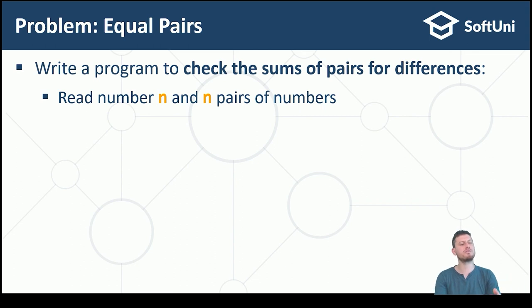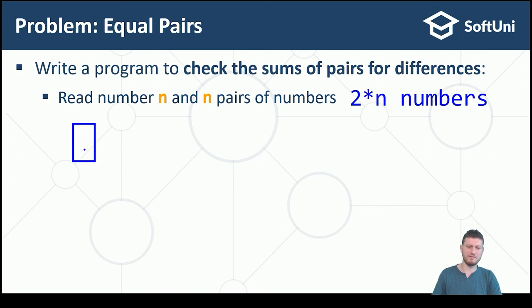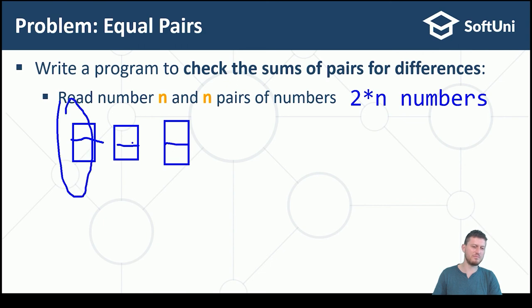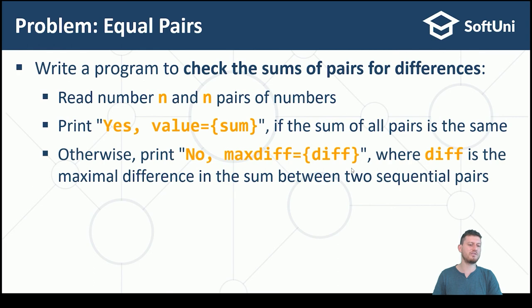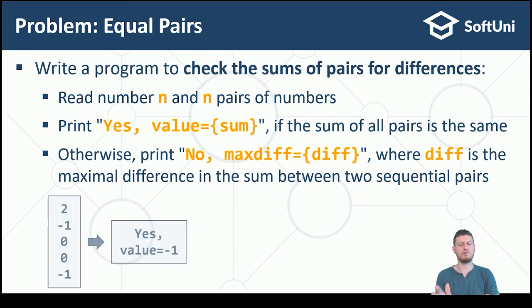Let's go ahead with the next one. Write a program to check the sum of pairs for differences. I will give you an example. We read n pairs of numbers, which means that I read 2 times n numbers, something like 2 numbers, after that more 2 numbers, after that more 2 numbers, and these numbers have sums. I work with these sums. And if the sum of all pairs is the same, I print the value of this sum. Otherwise, I print the maximum difference of the sum between two sequential pairs.